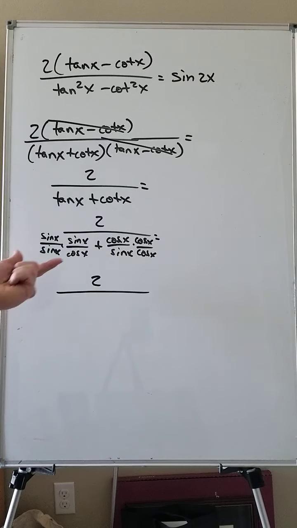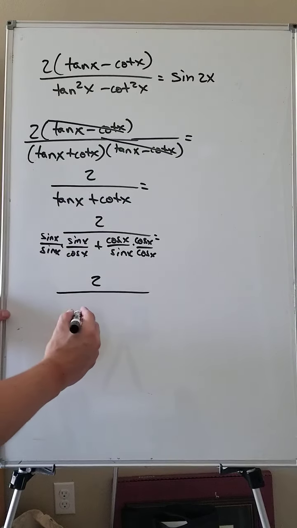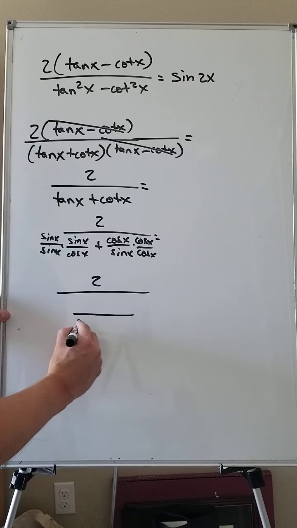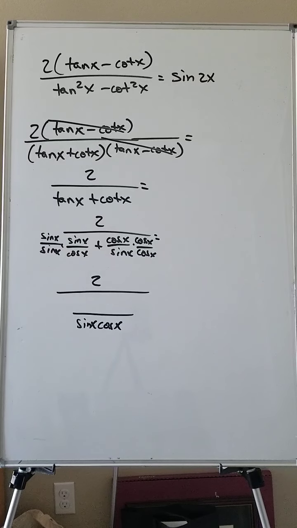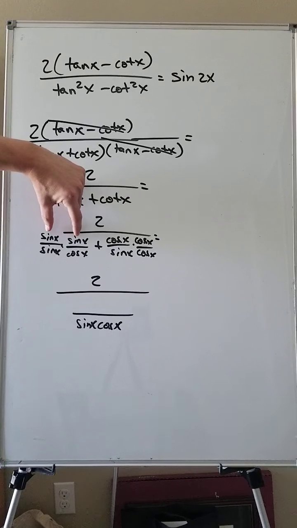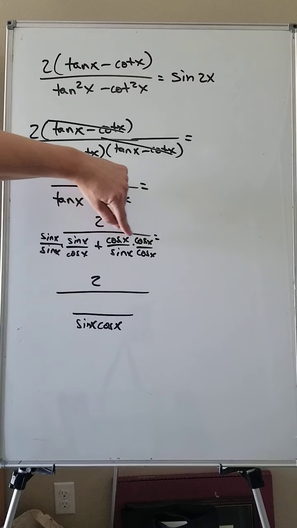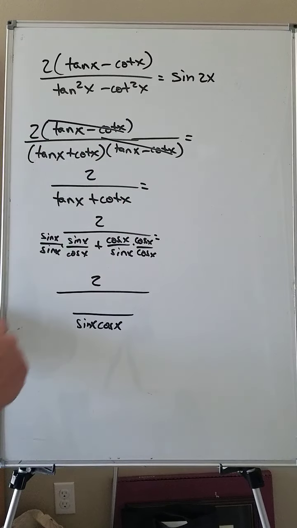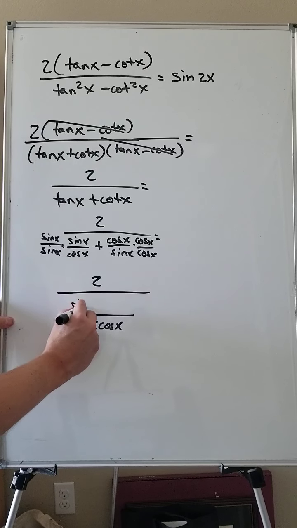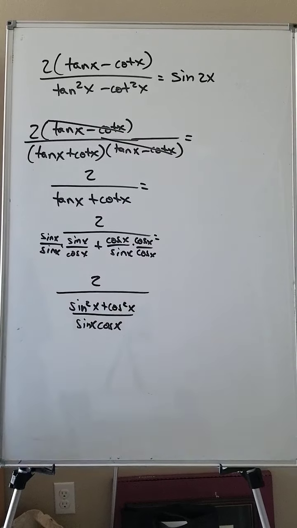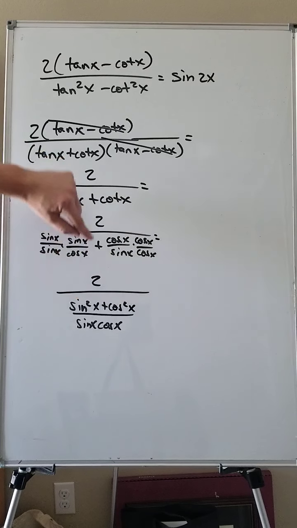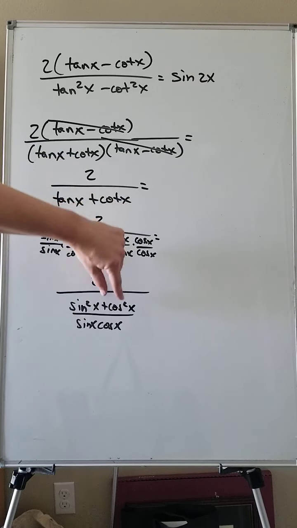Well, now this fraction and this fraction have the same denominator, so I can write it as 1 fraction over the denominator of sine x times cosine x. And I can add together what's on top. So what's on top is sine times sine, so that's sine squared, plus cosine times cosine, that's cosine squared. So now on top of this fraction, I get sine squared x plus cosine squared x.